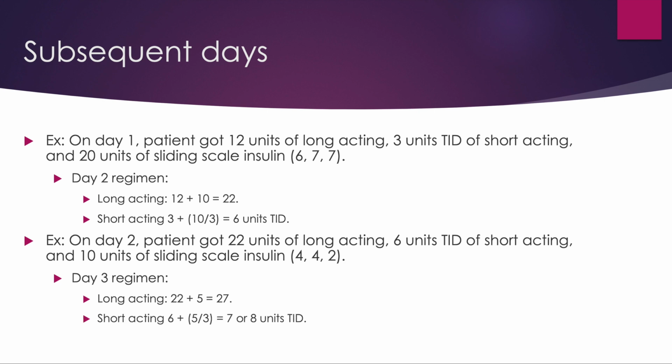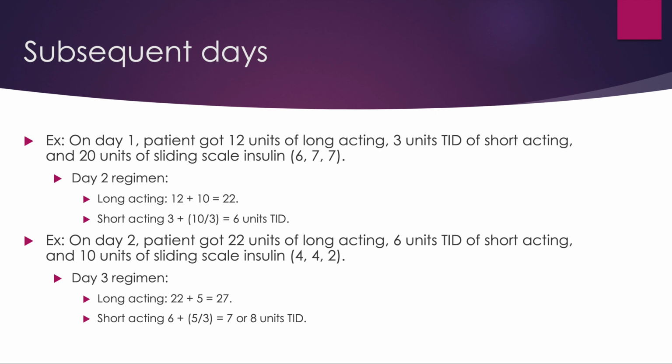And for the short-acting, you divide 10 by 2, you get 5, and the 5 you split 3 times a day. So 5 divided by 3 is 1 point something. You can round that down to 1, or you can round it up to 2. So you're going to give 7 or 8 units TID of the short-acting insulin.